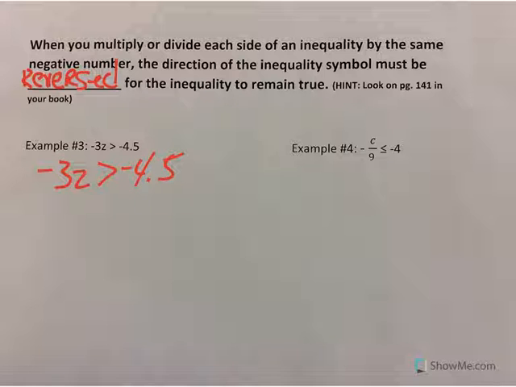So again, we follow the same process. We want to get rid of the negative 3 to get the z by itself, and it is multiplying. That's what a number next to a variable means. The operation going on is multiplication. So the opposite of multiplying by negative 3 is to divide by negative 3. And if I divide the left by negative 3, I also have to divide the right side by negative 3. So negative 3 divided by negative 3 is positive 1, and 1 times z is z. And on the other side, negative 4.5 divided by negative 3 is positive 1.5. A negative divided by a negative is a positive.